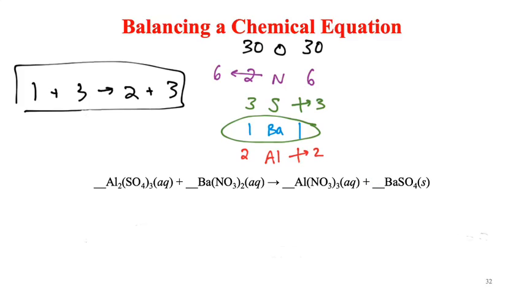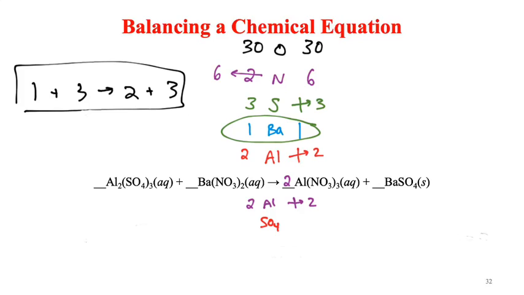So let's try it again. We're going to start this time with aluminum. I didn't say the difference showed up right away. We look to the left, what do we got? 2. To the right, we've got 1. How do we fix it? Right? And here's where I'll go ahead and change it. I'm going to balance SO4.